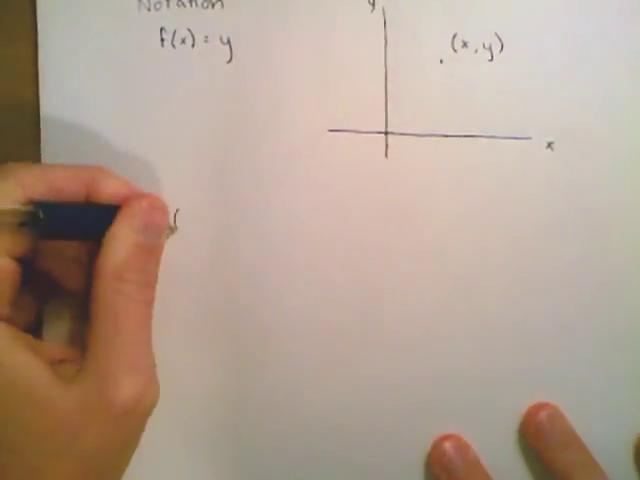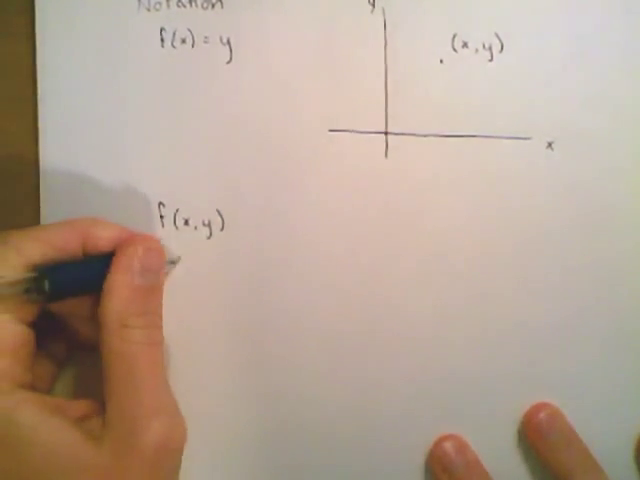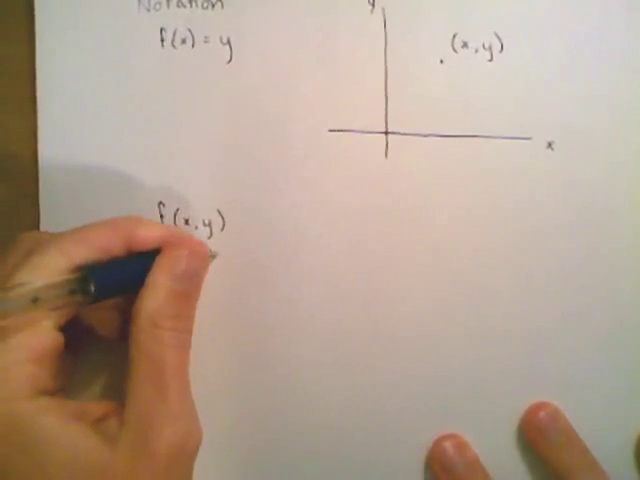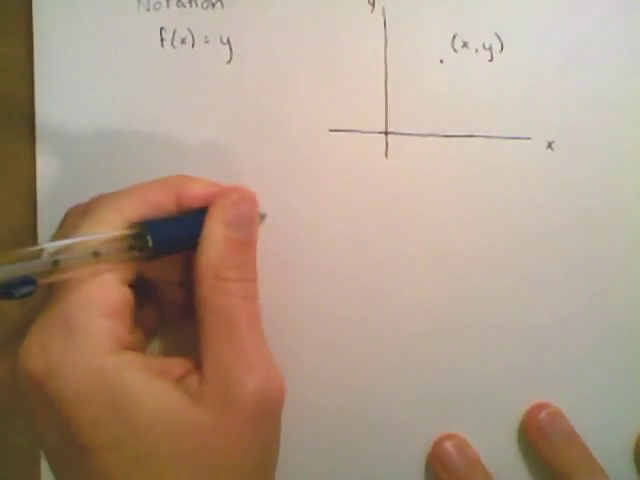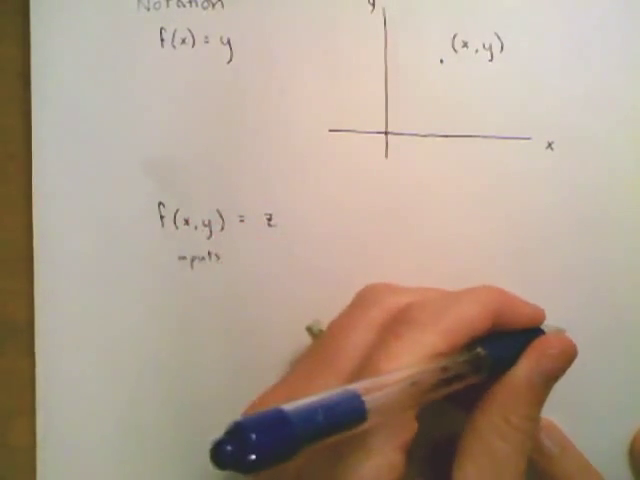So let's talk about a two-variable function. In this case, we're going to have two inputs, both x and y. And our output is typically going to be denoted as a z, because that's the next letter in the alphabet.